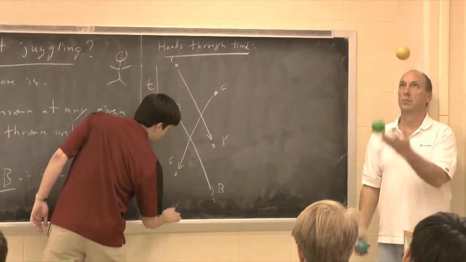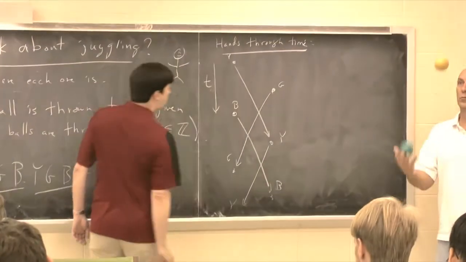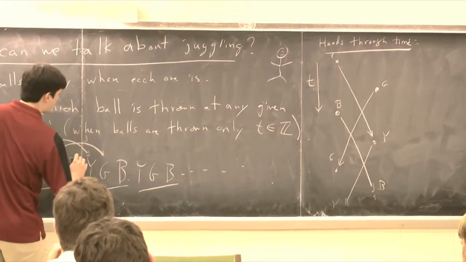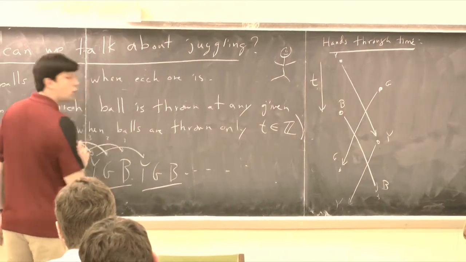I didn't draw it small enough, but on your paper, you've got plenty of space. And so the yellow ball is now, again, going to come down three beats later. And so you can imagine this pattern as throwing each ball in a way that it lands three beats later.